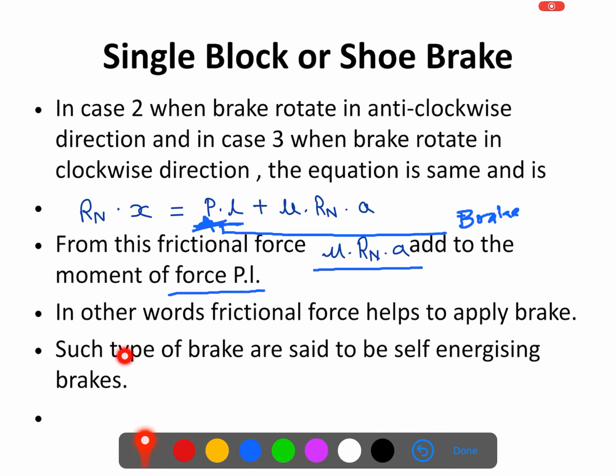Because of that, such a type of brake is said to be a self-energizing brake. It means a little push on the pedal will assist you to apply the brake, because this mu into Rn into a, the frictional force, is assisting this particular braking force, and that's why this type of brake is called a self-energizing brake. It will assist the user to apply the brake, and little effort will be needed for applying the brake.